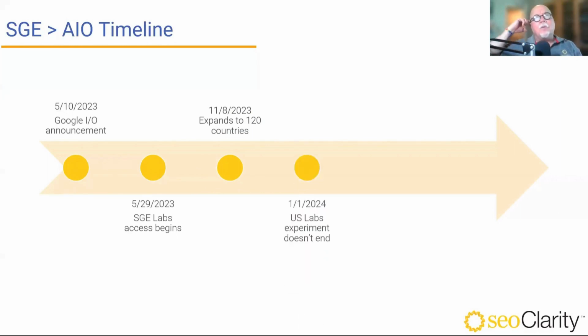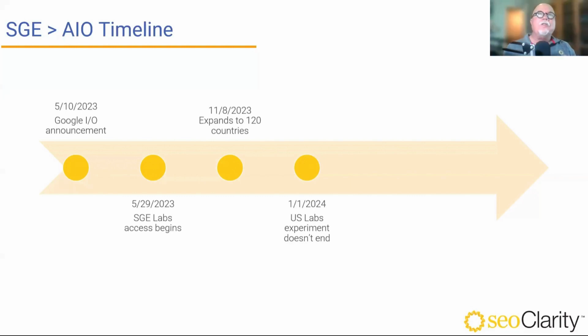Then this is an odd one to have on a timeline because it's something that didn't happen. Google told us that in the US the experiment would end in December. They were telling us that all along, even right up to the beginning of December. So a lot of people thought, well, sometime after that, they're going to roll it out into everybody's search. But January 1st came and went. Happy New Year. No change. It was still in labs for a long time.